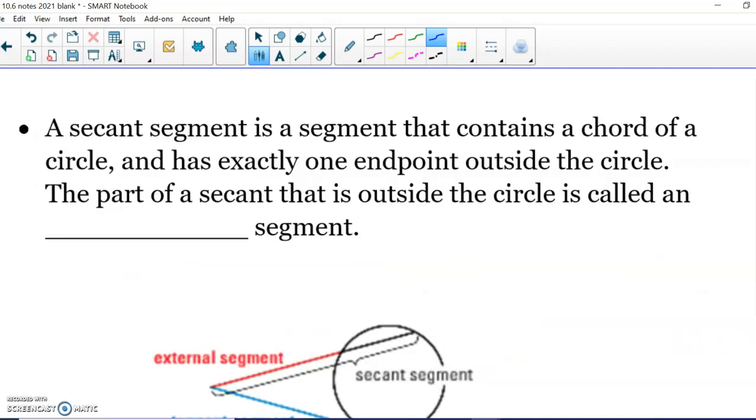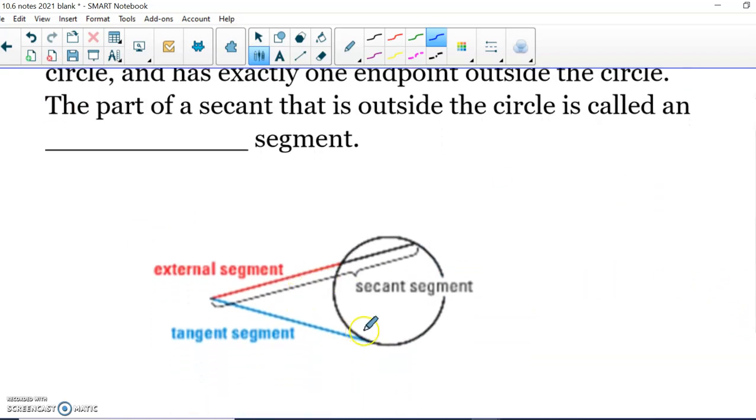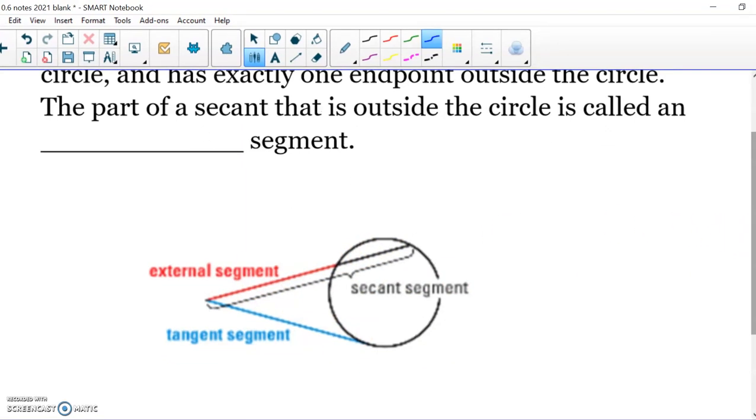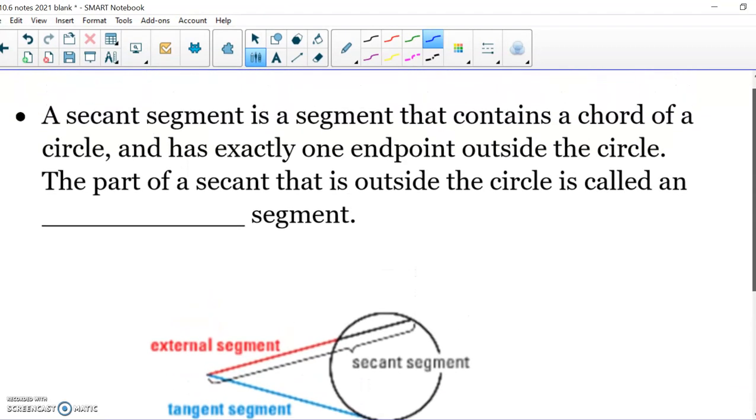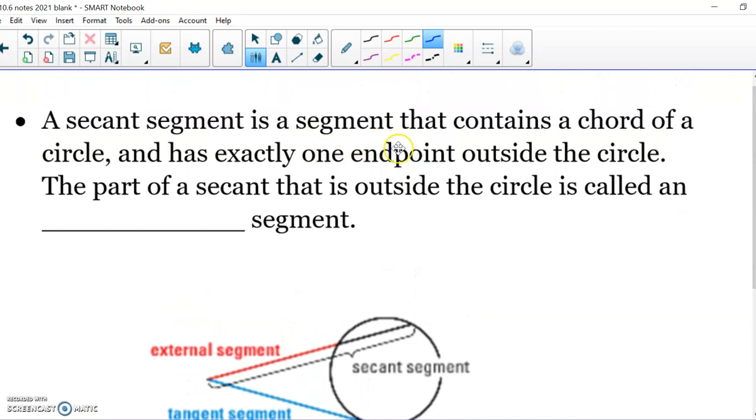Let's keep going. All right, here's another circumstance. That was 2 chords. Now we're going to deal with a tangent and a secant. So if you have a secant, you know you have an interior part and an exterior part. It says a secant segment is a segment that contains a chord of a circle, that's the interior part, and has exactly one endpoint outside of the circle. The part of the secant that is outside of the circle is called the exterior segment. Okay? Inside is actually the chord, or the interior, and then the exterior.